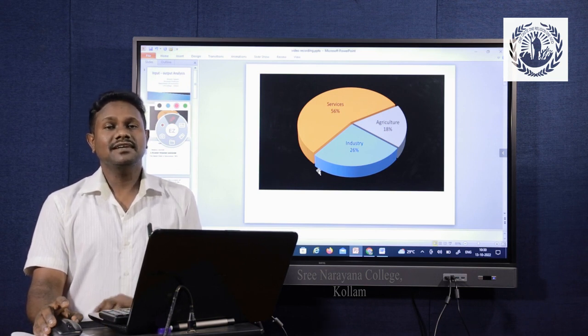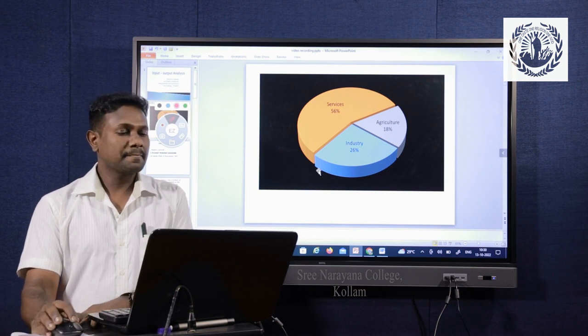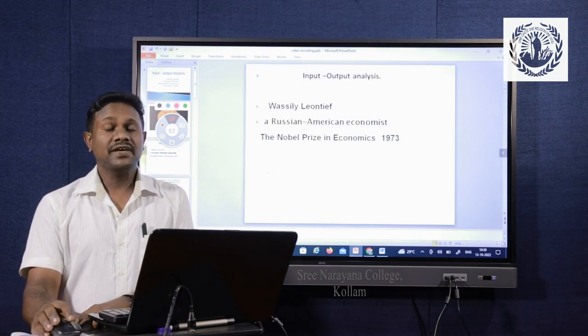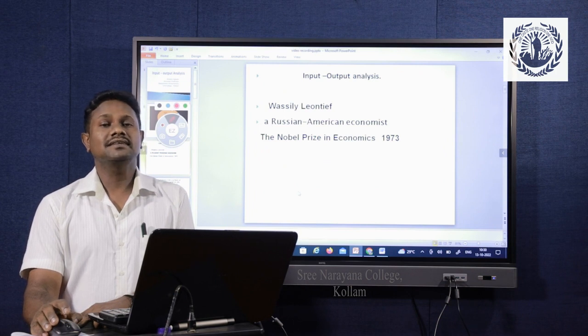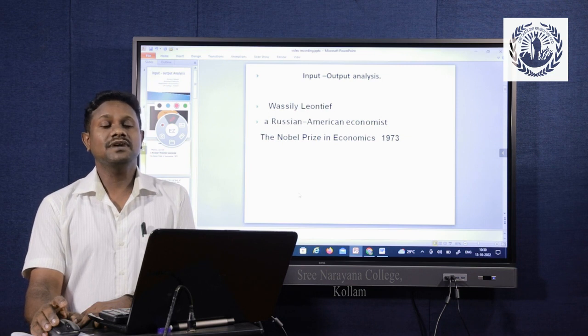Such a theoretical framework is governed under the title input-output analysis. So simply, input-output analysis is the theoretical framework illustrating the interdependence between the various sectors of an economy. The first theoretical framework was given by Wassily Leontief, a Russian-American economist. For his remarkable contribution in the field of input-output analysis, he won the Nobel Prize in Economics in the year 1973.